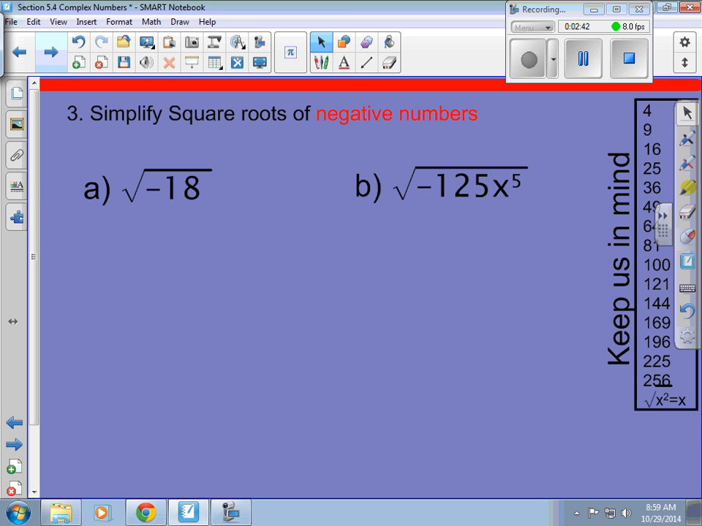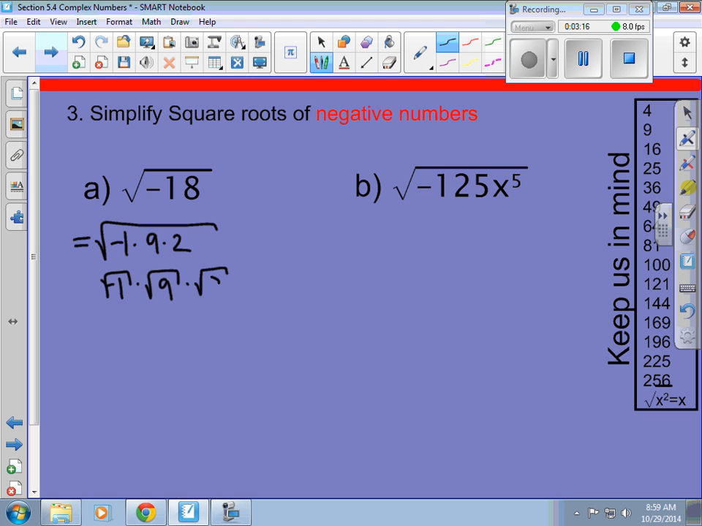So example 3, we want to simplify square roots of negative numbers. So these are going to be complex numbers. So in order to do this first one, I think the same way as I did before, except I have a negative 1. I would say, well, what are my perfect squares that are in 18? So I know that I would have, first of all, the square root of negative 1 times, well, my perfect square in 18 is 2 times 9, so my perfect square is 9. Now I would take the square root of each part. The square root of negative 1 times the square root of 9 times the square root of 2.